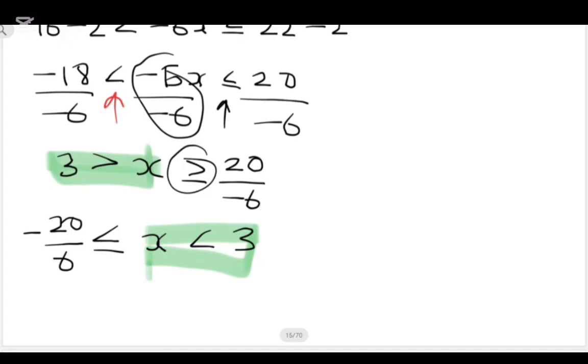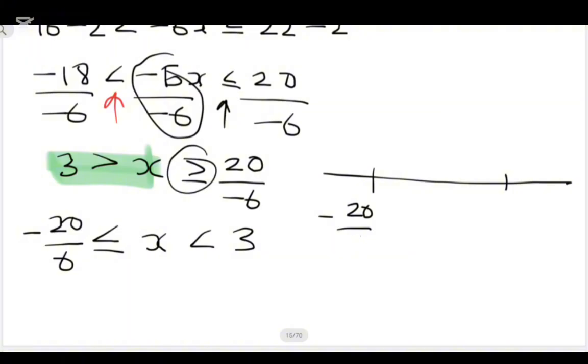Yes. So now we need to represent our answer on the number line. This is very, very easy. What you need to do is just draw a number line like this and start with the smaller number, which is negative 20 over 6, and we're just going to put 3, and then you're going to put this round thing and this round thing there. Something that you need to know is that when we have equal to, we need to shade this point that is here.